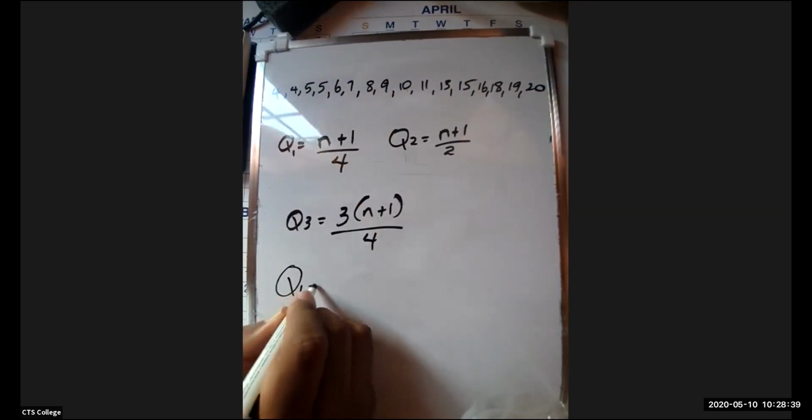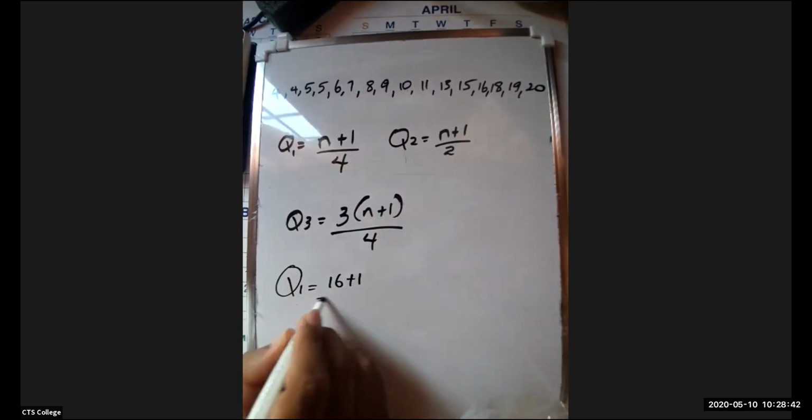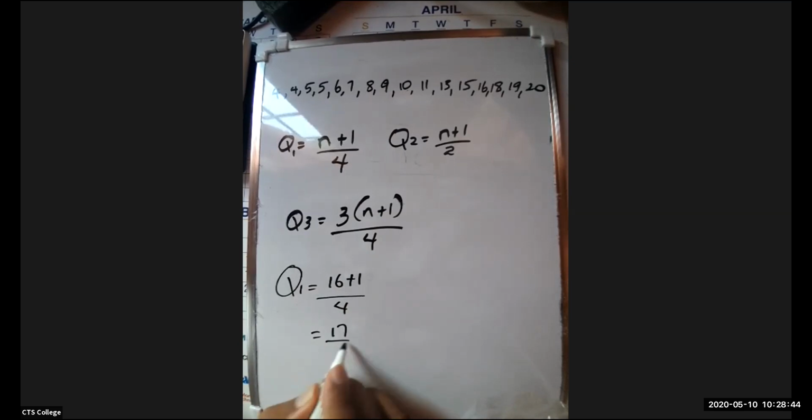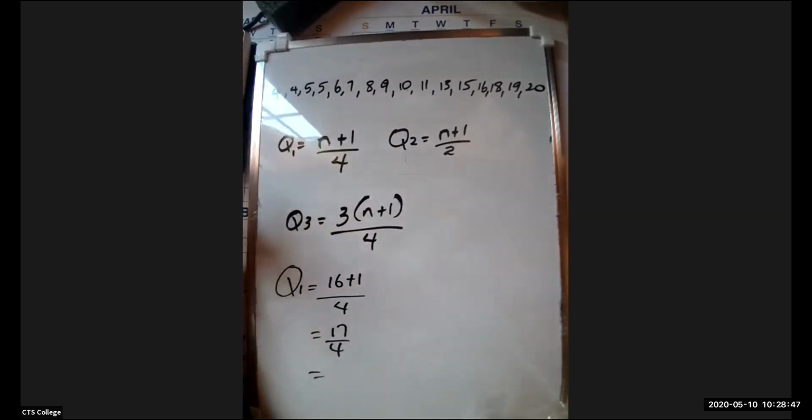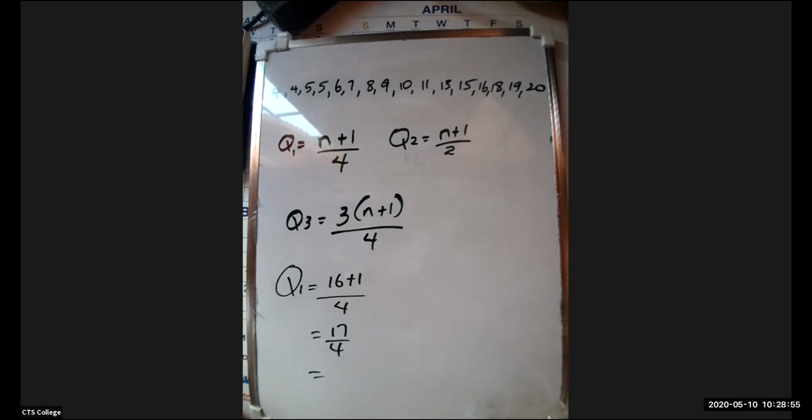So Q1 is 16 plus 1 all over 4, which is 17 over 4, which is 4.25 or 4.5, right? That's not, I think I was wrong. 16 plus 1. Let me try the other one. 17 divided by 2, 8.5. That's also incorrect. Okay, hold on. I think I used the formula wrong.